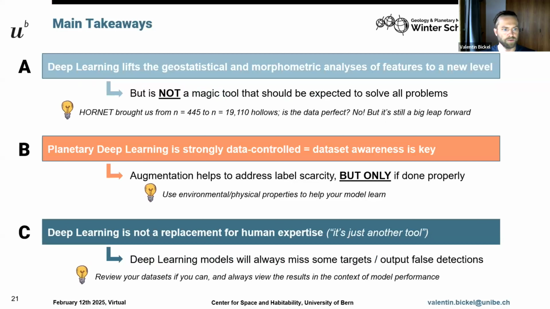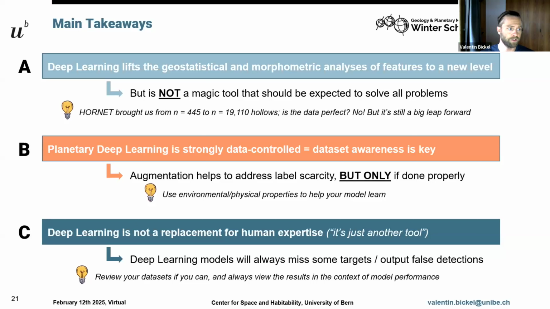Okay, I wanted to close with this slide. It's just the three main takeaways that I wanted to communicate today. A is that deep learning is really a fantastic tool to lift the geostatistical and morphometric analysis of all kinds of features to a whole new level, right? It opens a couple of doors. But at the same time, it is not a magic tool that is expected to solve all of your problems instantly. And a side note, HollowNet brought us from 400 hollows all the way to 19,000. Is the data set perfect? No, it's obviously not perfect, but it's still quite a big leap forward.